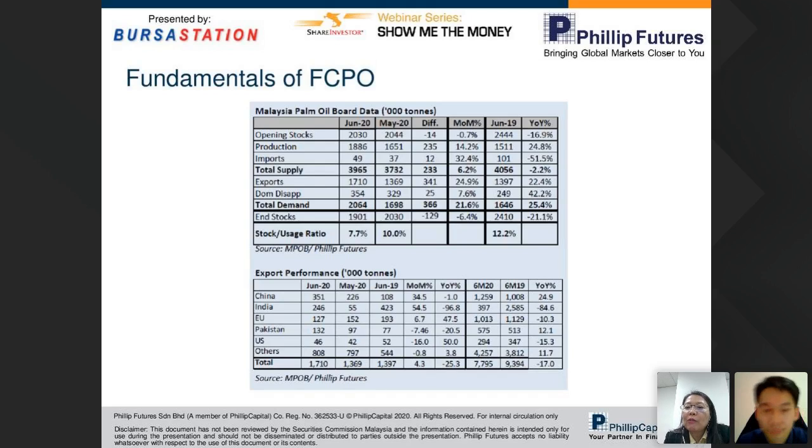Okay, one more question from Lisa. Which is the best time frame to monitor on a long-term trade? What is the best time frame?